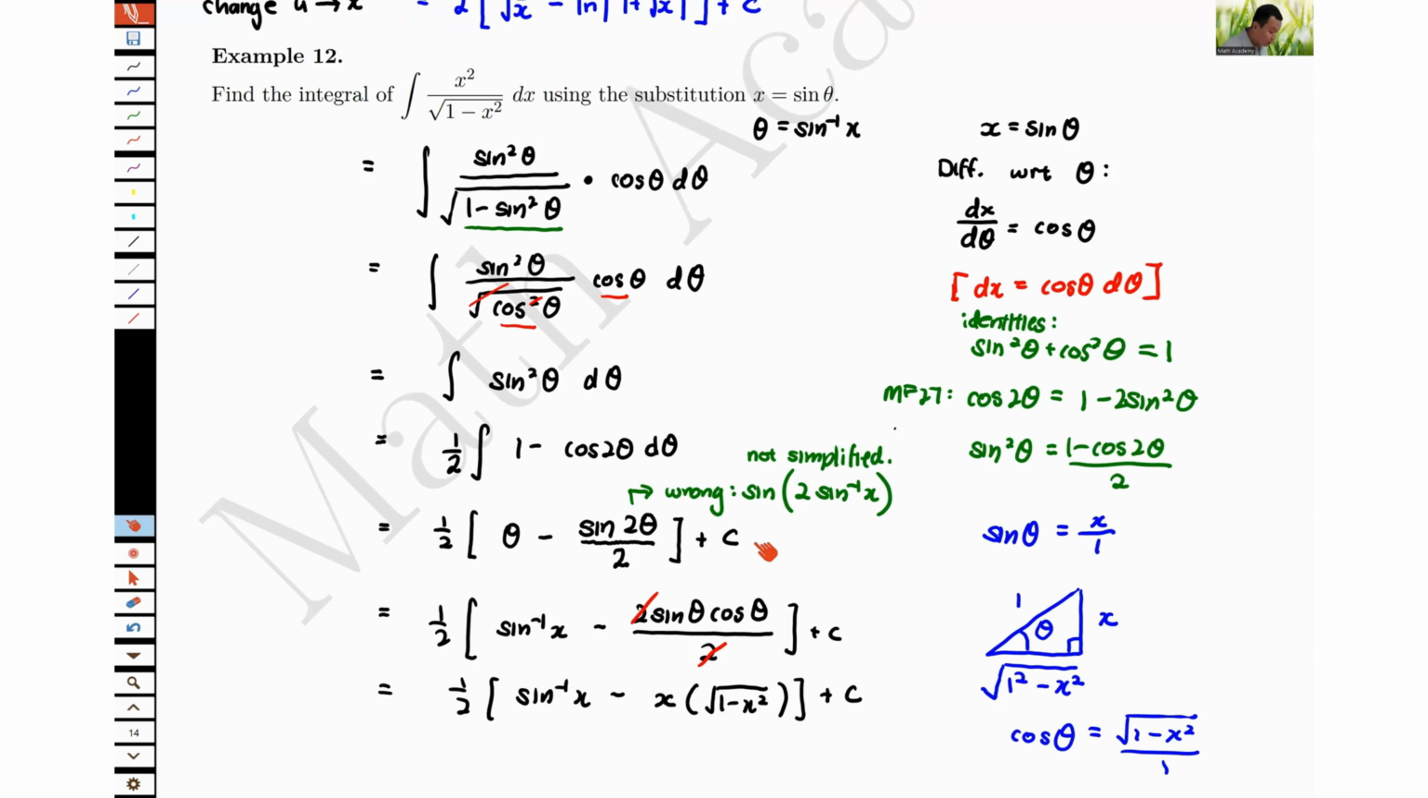So what is important and different with the above example that I need you to highlight or understand is, if you have got a trigo substitution, very likely at one of the parts, you will need to draw a right angle triangle to simplify certain terms.